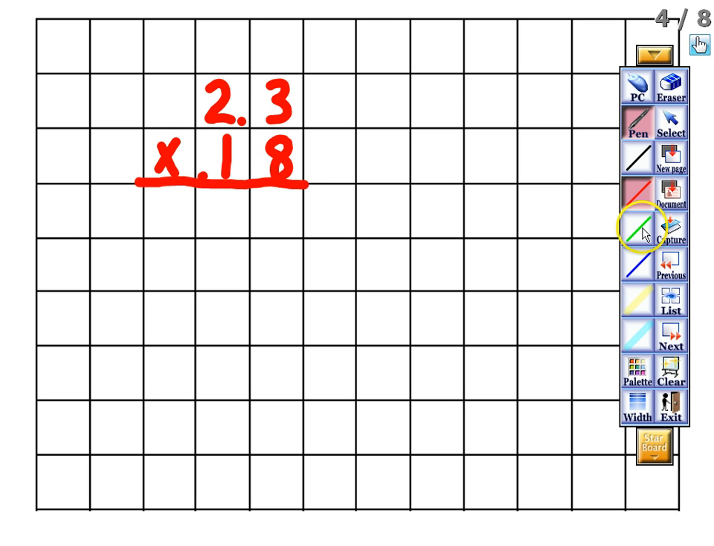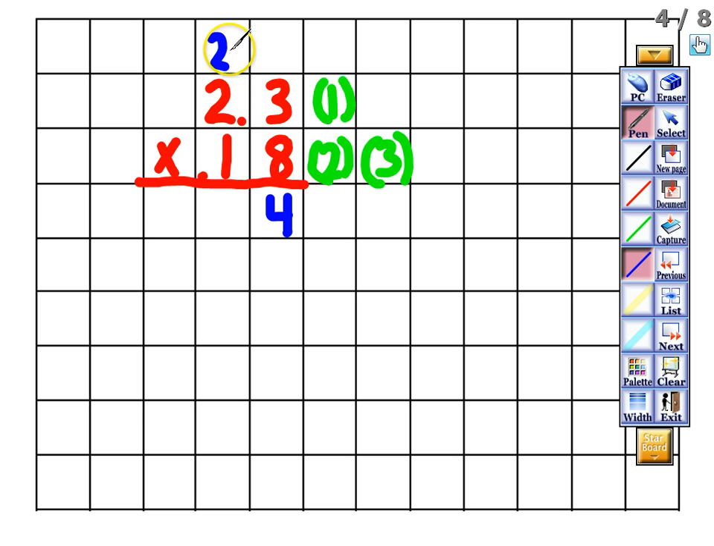First step, we want to check and see how many digits are to the right of the decimal. We have 1 in my top factor. We have 2 digits to the right for my second factor, or our parentheses here, giving us a total of 3 digits for my answer need to be to the right of the decimal. So that's the number we need to think about at the very end. Now what we can do is simply multiply just like we know how to do, ignoring all the decimals. 8 times 3 gives me 24. I put my 4 in the ones place and carry my 2. 8 times 2 is 16, plus 2 is 18.